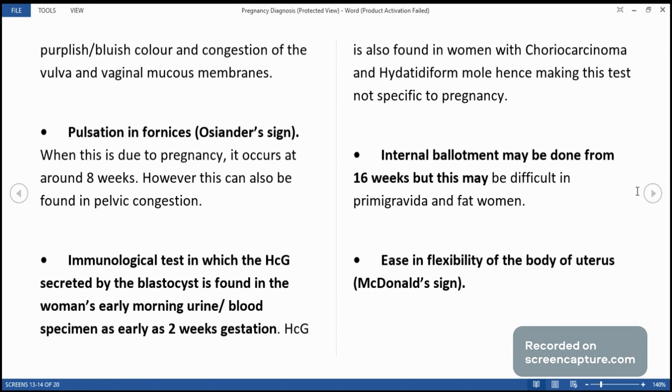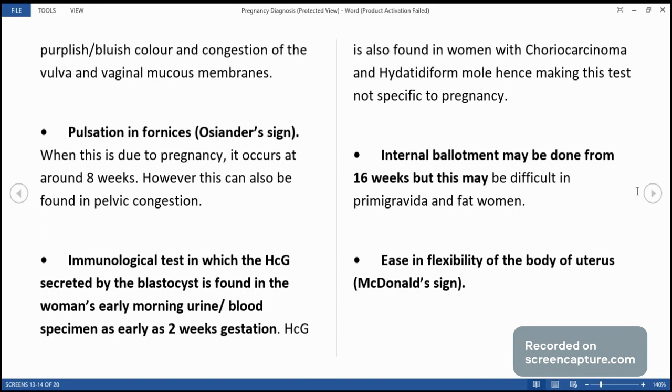You will not contradict them, or reject them, or rebuke them or send them away. You will just do it. But I will tell the public that HCG is a probable sign, and it is suitably tested via urine sample rather than blood sample. The urine is so accurate. However, HCG does not always give a definitive diagnosis of pregnancy. Why? It is also found in women with choriocarcinoma and hydatidiform mole, hence making this test not specific to pregnancy.